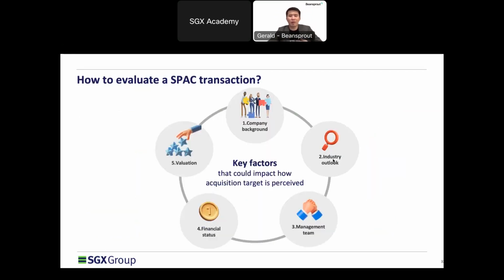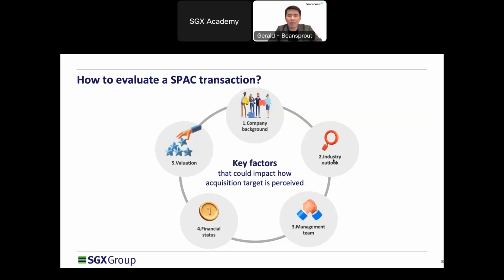Okay, so once this SPAC combination is announced, what are the different things that we need to consider to be able to evaluate a SPAC transaction? What I will share here is pretty much the same as how I would evaluate a company, in which we need to do our fundamental analysis.